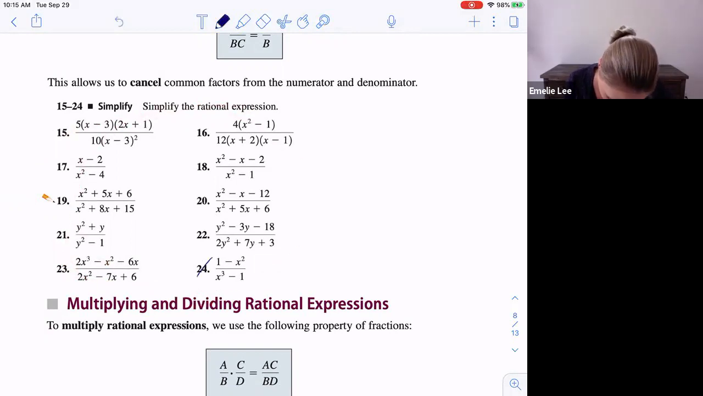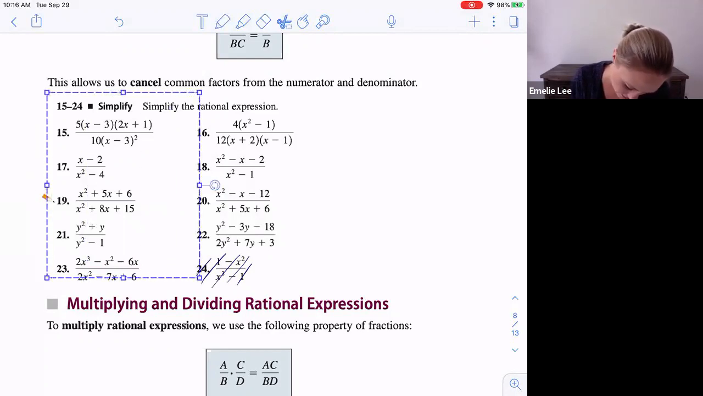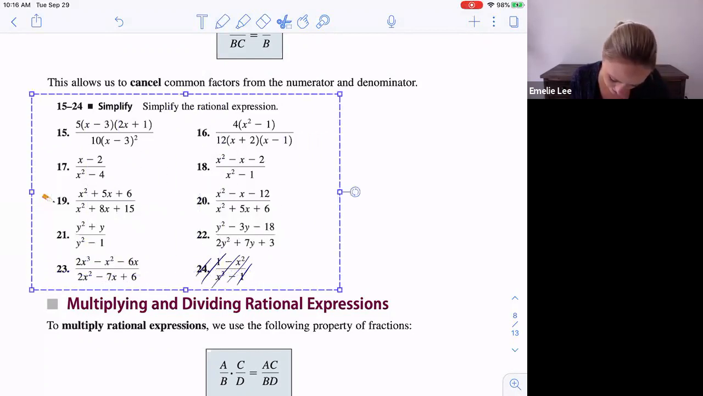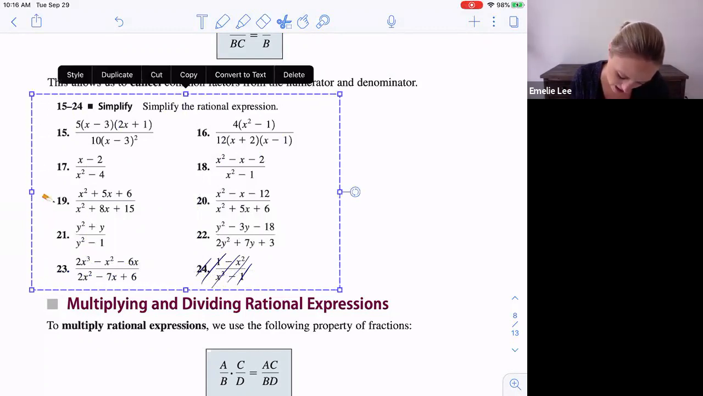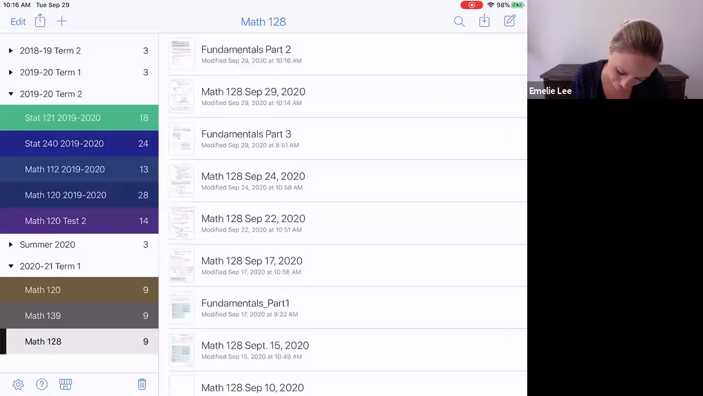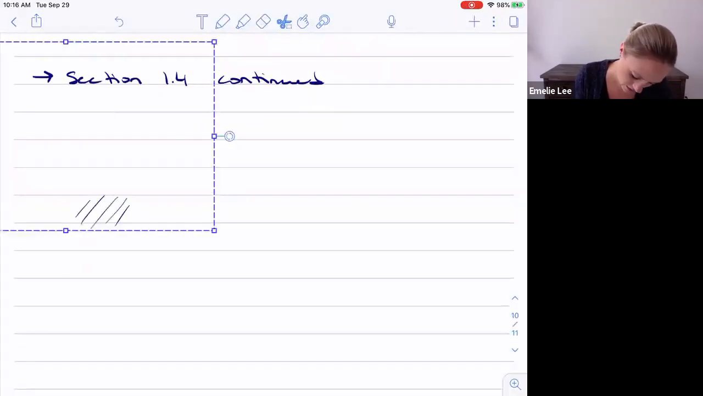I don't want you to do this one. The reason I'm not getting you to do it is because there's an x to the 3 here. We're only going to go up to, actually, never mind. You don't have to do that. Not 24.